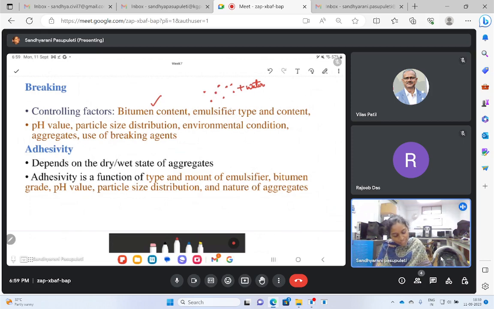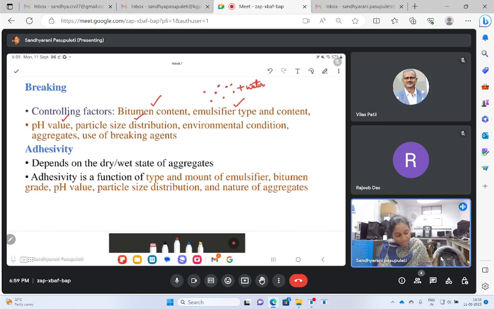And in addition to that, emulsifier type. What type of emulsifier are you using? Are you using the cationic type or anionic type? Because the phenomenon is different. And how much amount are you using? If you have more amount of emulsifier, it might take more time. And the pH value and the particle size distribution, whether you have the smaller particles or the bigger particles. If you use the bigger particles, they may settle very quickly.